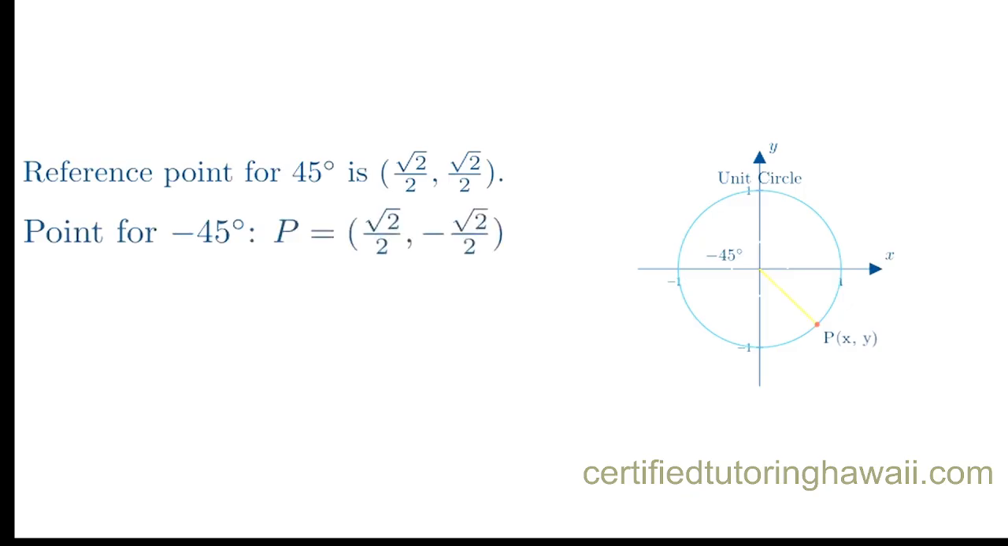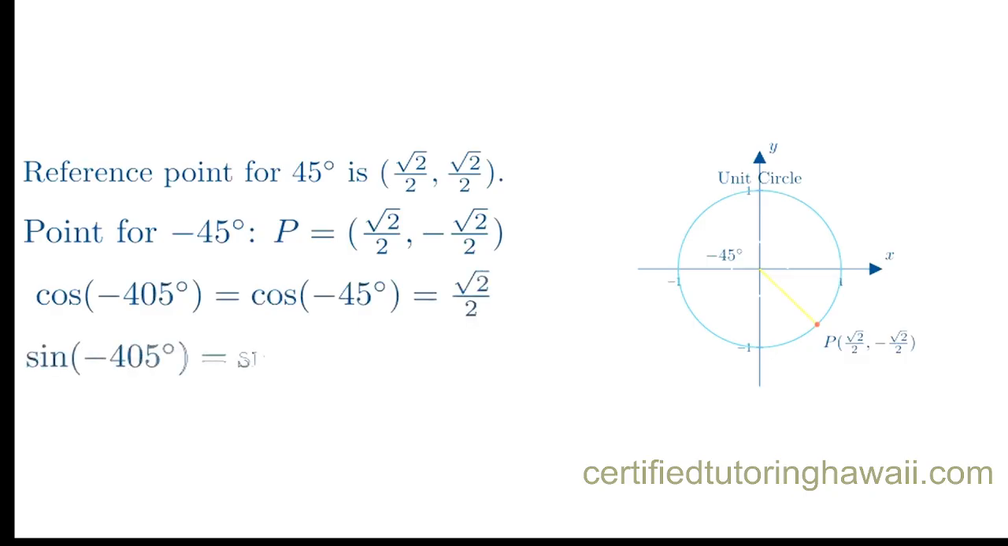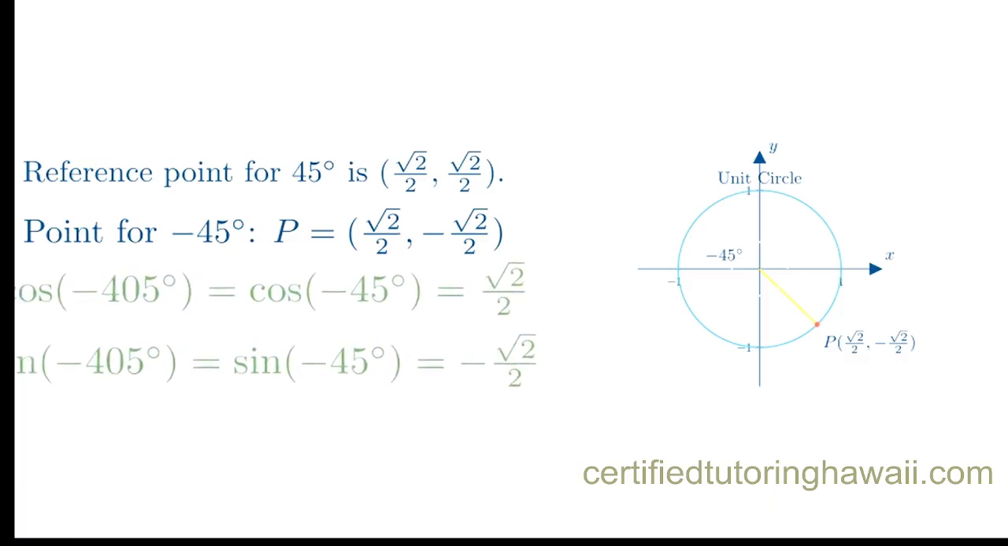A 45-degree angle has the point, square root of 2 over 2, square root of 2 over 2. But our angle is negative 45 degrees. This places us in quadrant IV, where x is positive and y is negative, so we must adjust the sign of the y-coordinate. The correct point for negative 45 degrees is square root of 2 over 2, negative square root of 2 over 2. Now we can find our values. The cosine is the x-coordinate, positive square root of 2 over 2. The sine is the y-coordinate, negative square root of 2 over 2. And because these angles are coterminal, these are also the values for negative 405 degrees.